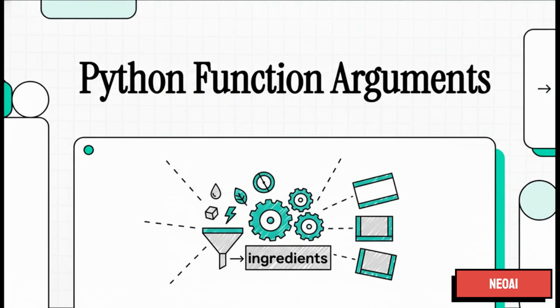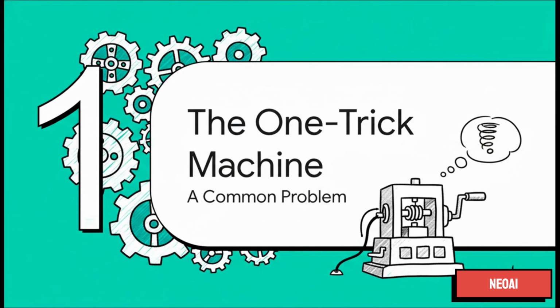Welcome back. Today we're going to talk about one of the coolest concepts in programming. It's all about how we can give our code ingredients to make it way more flexible and honestly 1,000 times more powerful. We're basically turning a simple machine into a customizable powerhouse. Okay, so let's dive right in.